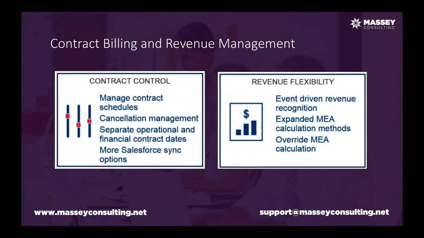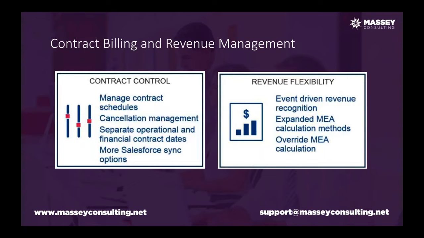So let's talk about contract billing and revenue management. So for contract control, you've got a lot more capabilities to manage those contract schedules. You've got more choices inside of the system. For cancellation management, we now have, as I sort of alluded to earlier, a new word for me, uncancel your contract. So if you go in and just make a mistake and cancel that contract, we now have that much loved undo type functionality inside Sage Intacct.